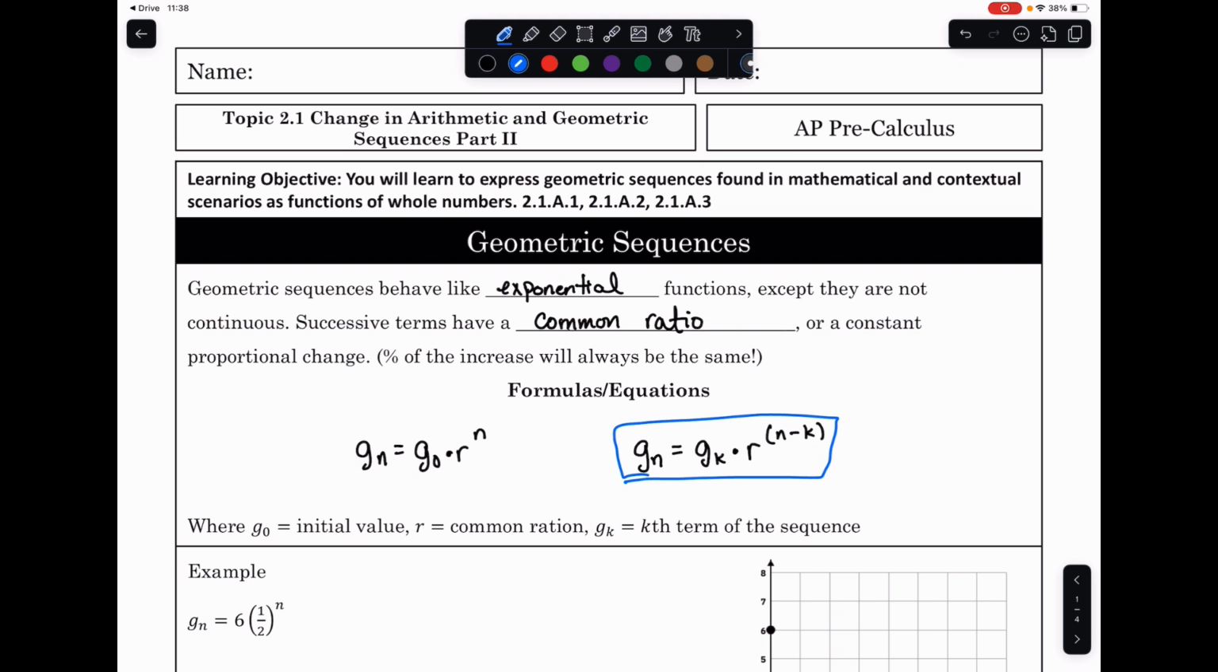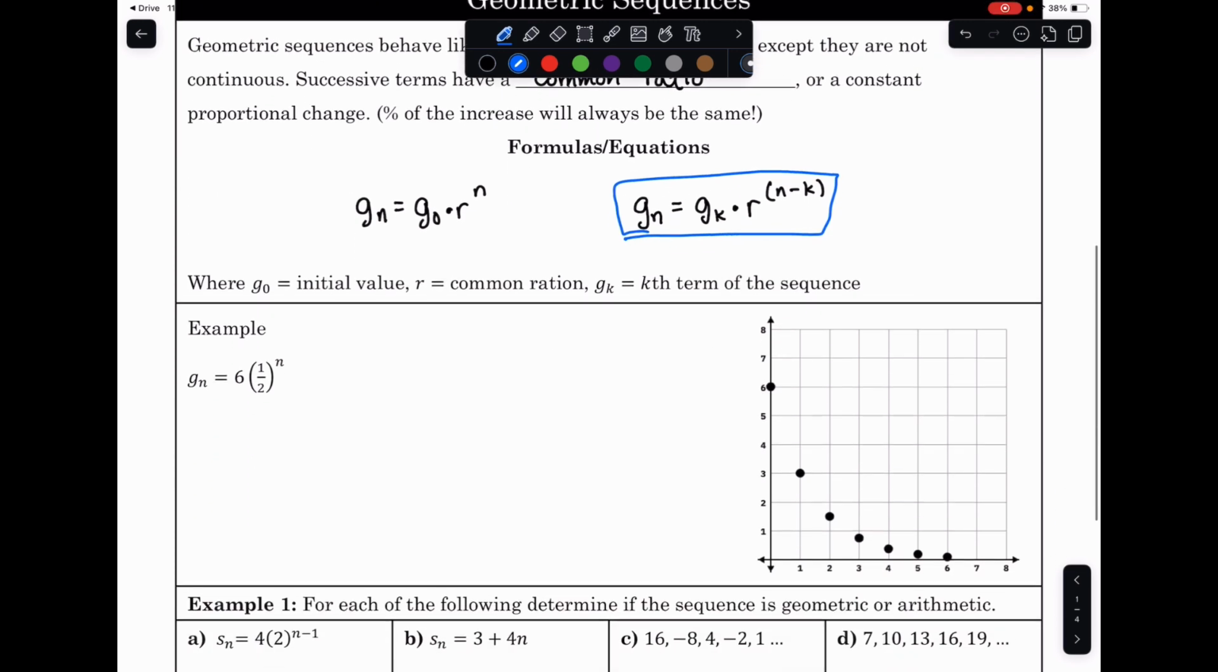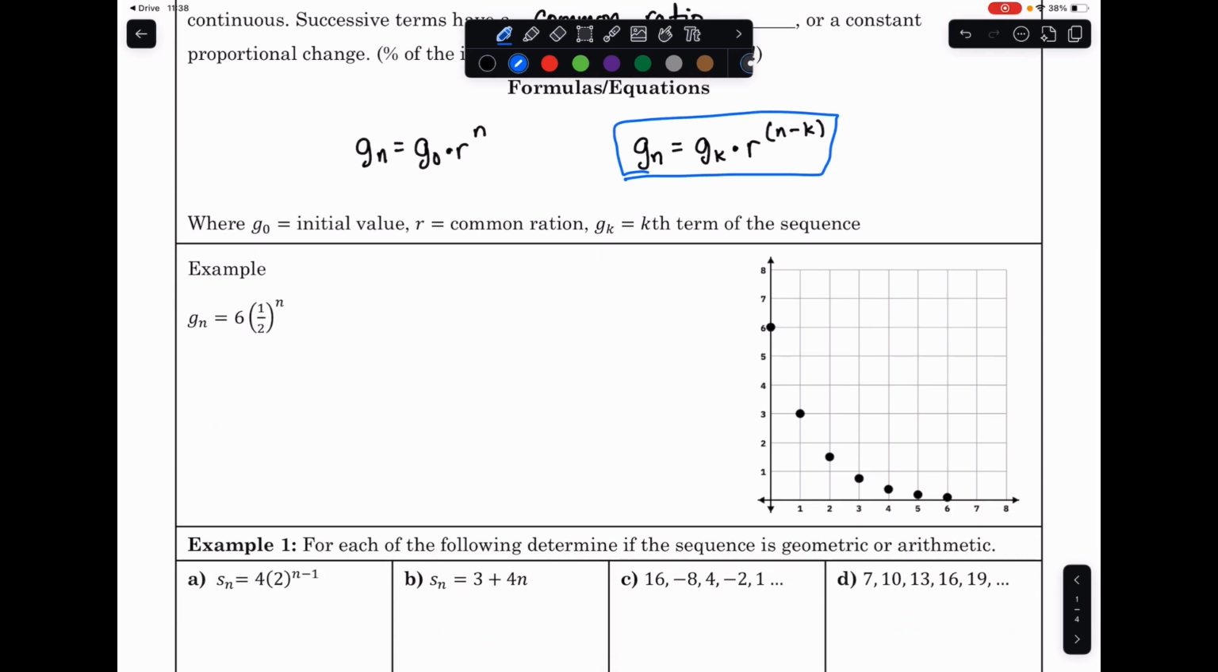So let's look at an example, first of all, of what a geometric sequence looks like. A geometric sequence, again, has a common ratio. Notice that here we have a geometric sequence, g of n is equal to 6 times 1/2 to the n. If you look at the graph on the right here, this is what the graph will look like.